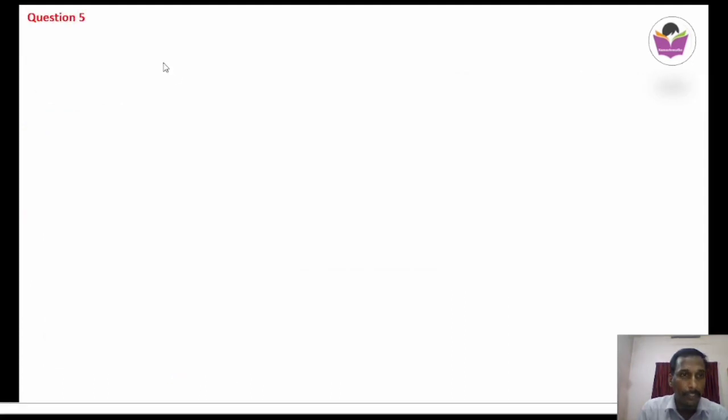Next we shall discuss question number 5. How many elements has P of A if A is equal to the null set? P of A means power set of A. This is the symbol for power set notation. So P of A is the power set of A and n is equal to 0. The number of elements of that particular set is 0 because it is a null set.